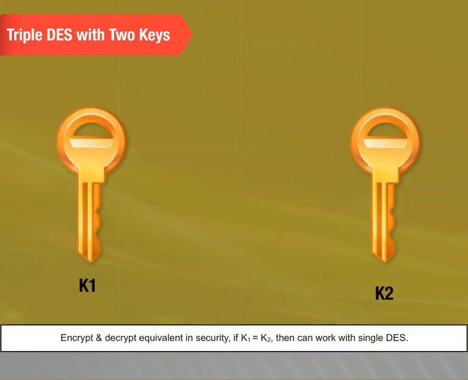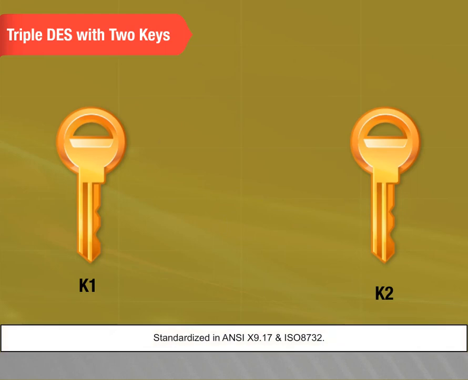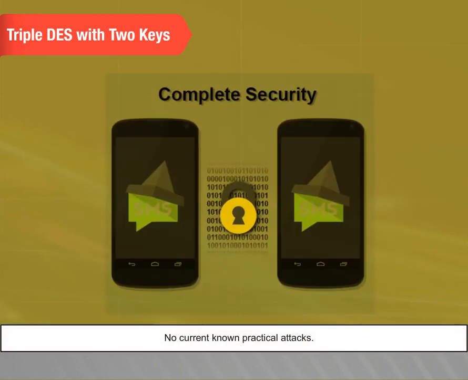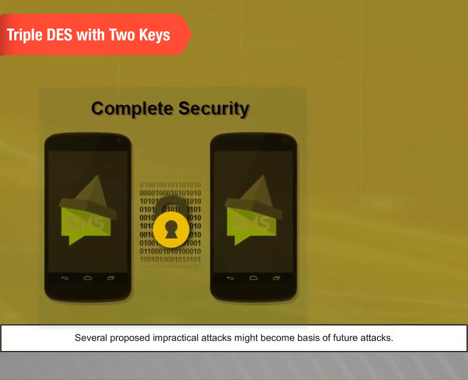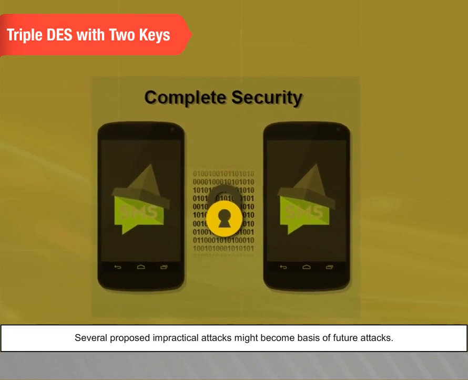Encrypt and decrypt are equivalent in security. If K1 is equal to K2, then it can work with single DES. Standardized in ANSI X9.17 and ISO 8732. No current known practical attacks. Several proposed impractical attacks might become the basis of future attacks.